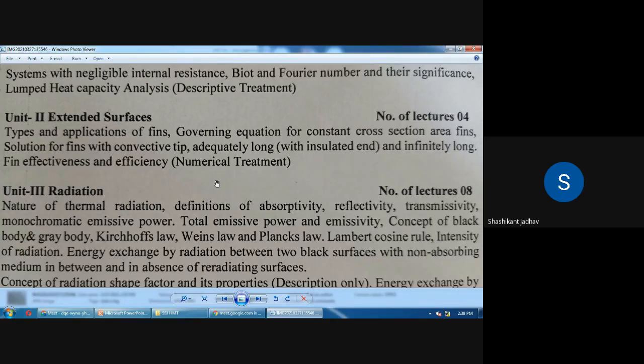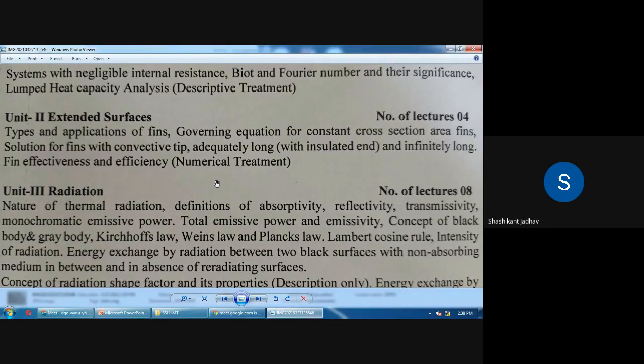So basically my question is, what is meant by extended surfaces? Can anyone explain what is meant by extended surfaces, or what is the use of these extended surfaces? Why is there a need to understand the extended surfaces? Okay.